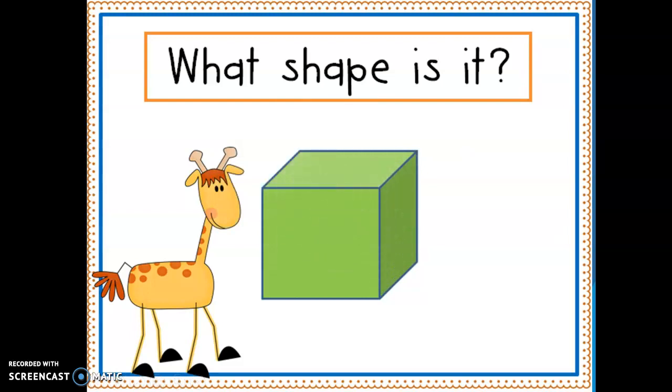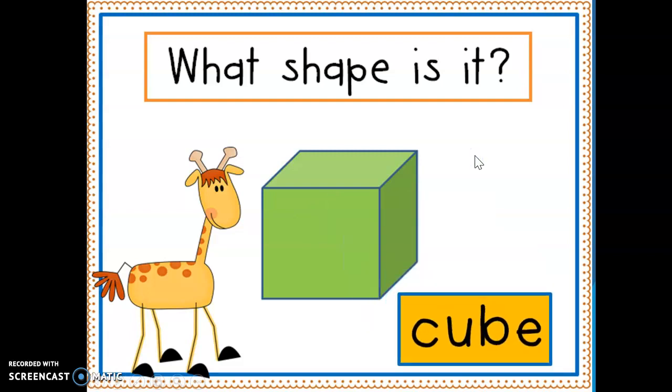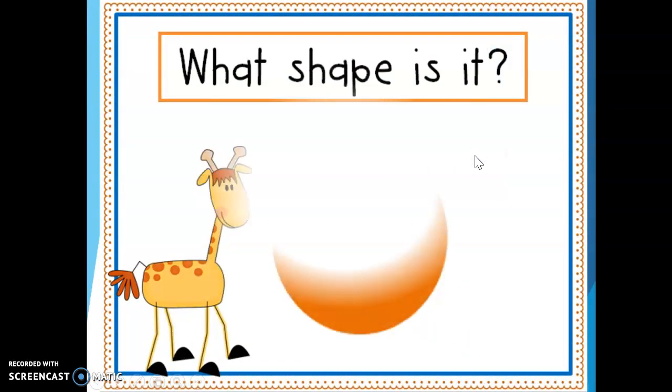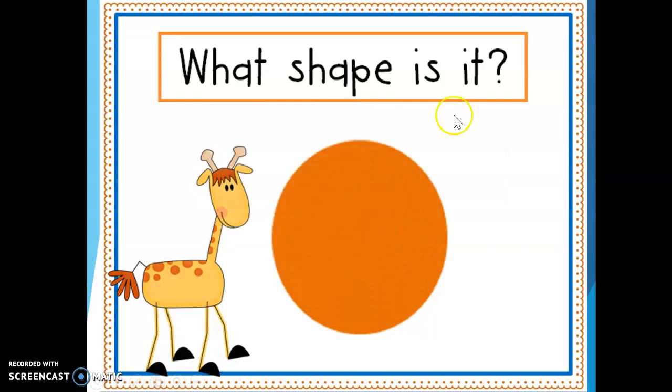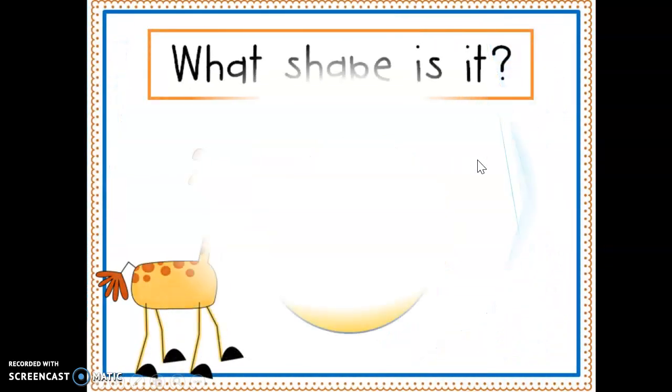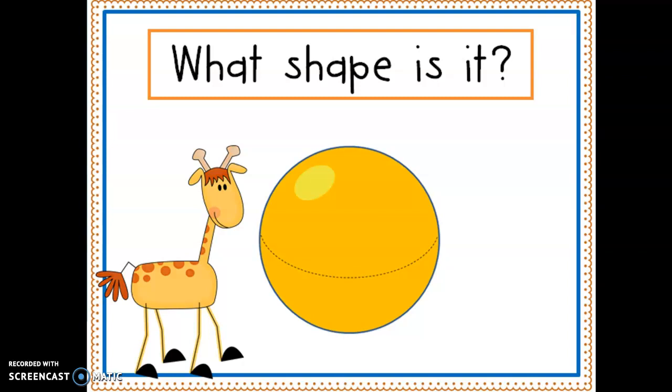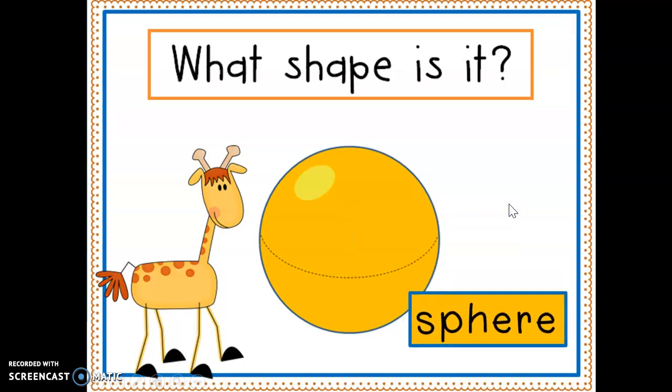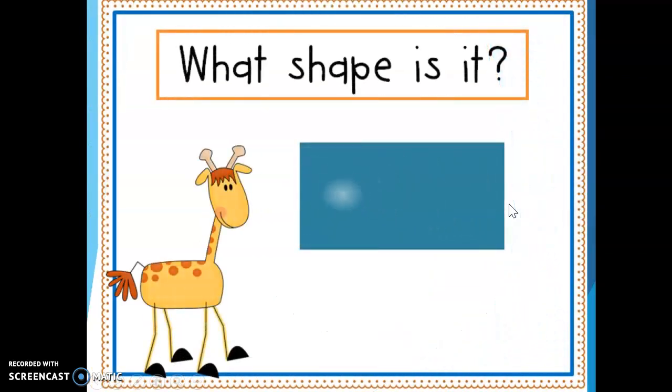What shape is this one? It's three-dimensional. It's a solid shape. It is a cube. What shape is this? It is a plane shape. It is flat. It's 2D. It is a circle. What shape is this? Notice it has this little dotted line, which is kind of showing us that it bumps out. It is three-dimensional. It looks like a circle, but it is a sphere. What shape is it? This is a plane shape. It is flat. It is two-dimensional. It is a rectangle.